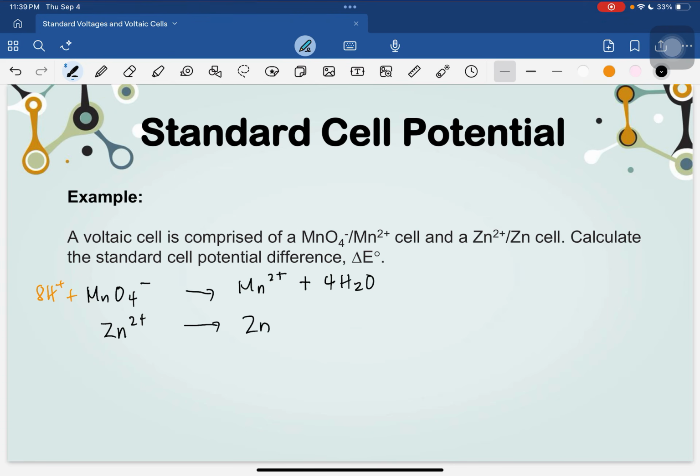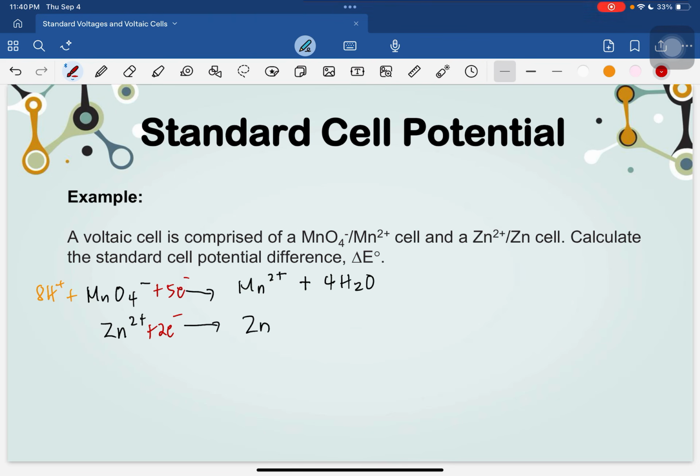So in balancing charges, we check if both sides are balanced. On the permanganate side, we have positive 8 minus 1, so that's positive 7. On the right side, we have positive 2. So to balance that out, let's put 5 electrons. And on the second equation, we have zinc. On our zinc side, we have to add, there we go.